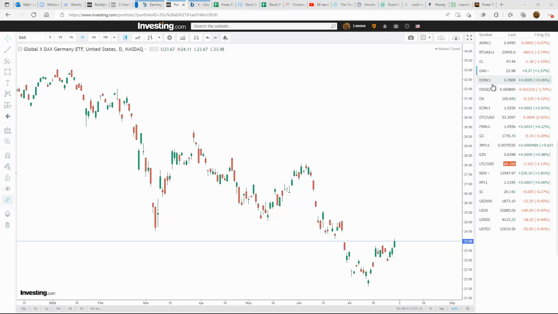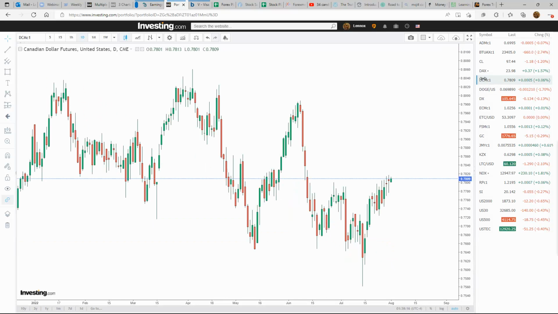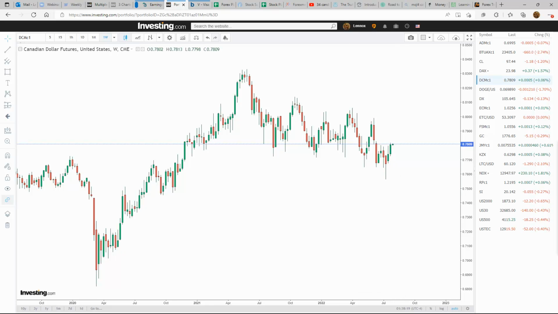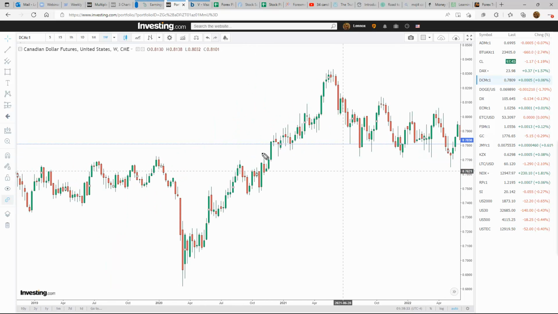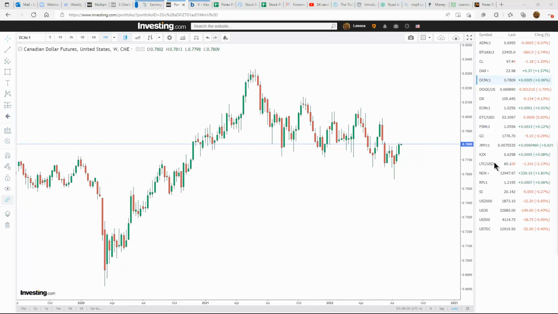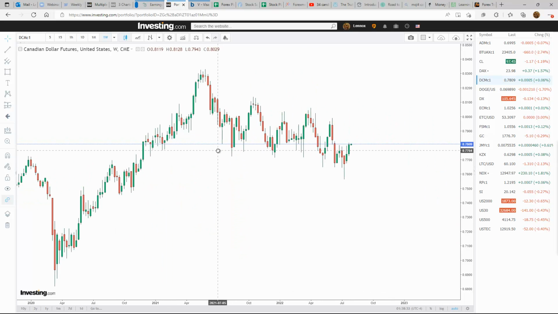Take a look at the Canadian dollar. Let's go to the weekly. Very much a choppy affair going on in the Canadian dollar. We are very much in a sideways channel and pushing back to the upside of the channel.